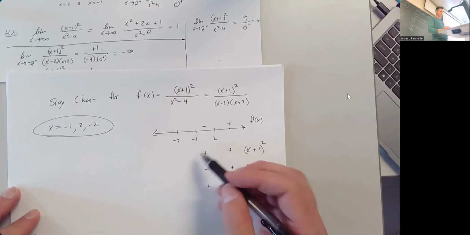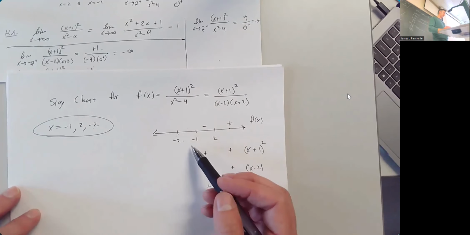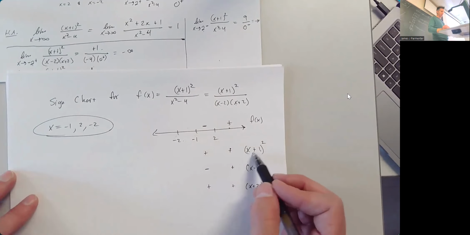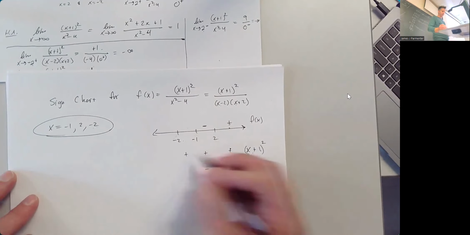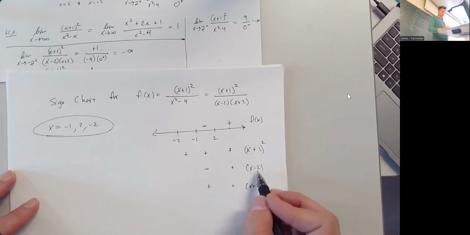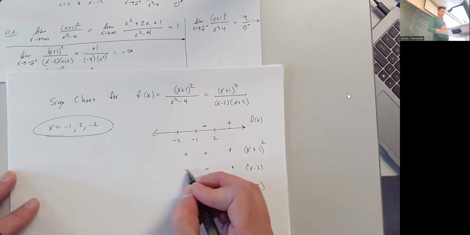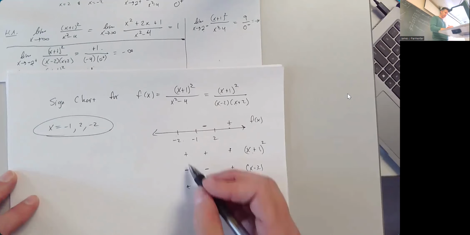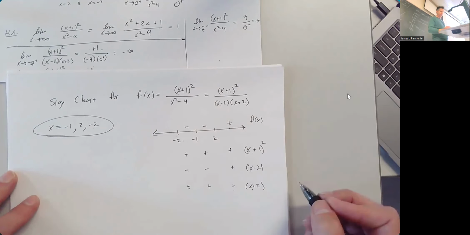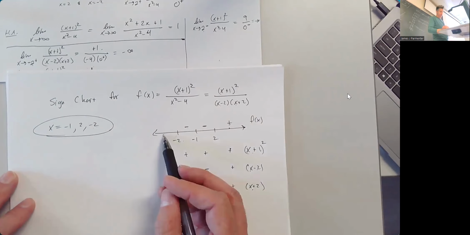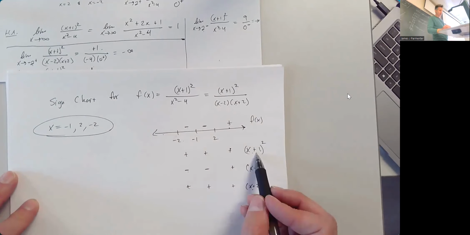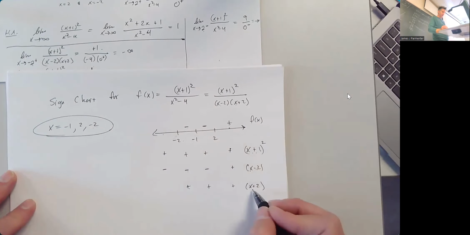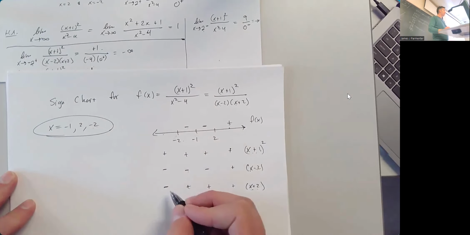Moving to the left, I've got to pick -1.5. Okay. -1.5 plus 1 is negative, but the negative number squared is still positive. -1.5 minus 2 is negative. -1.5 plus 2 is positive. A positive times a negative times a positive is negative. And finally, picking something like -5. -5 plus 1 is negative, squared is still positive. -5 minus 2 is negative. -5 plus 2 is negative.